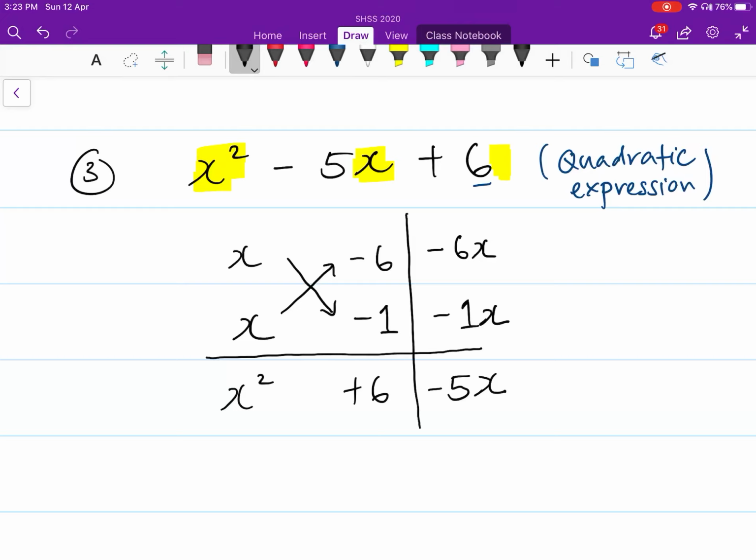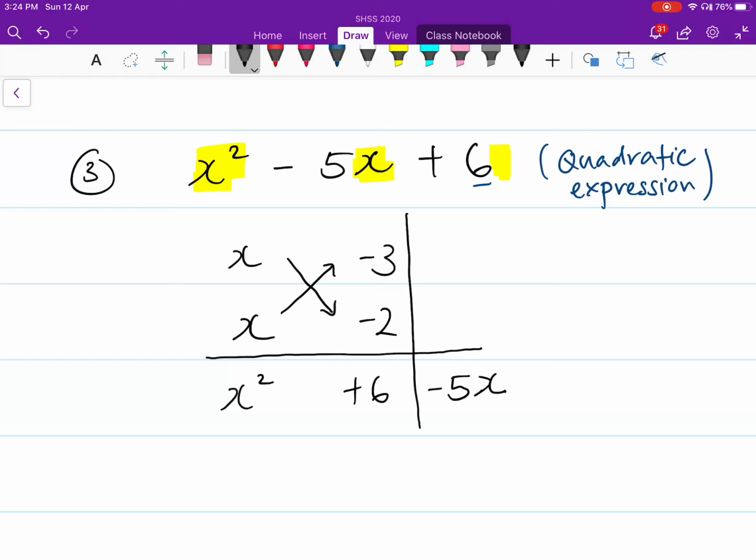Now, it's time for you to check. Negative 6x, negative 1x, does it give you negative 5x? If it doesn't give you negative 5x, then this working is wrong. You have to try again. So all you just need to do is to erase and try again. Now, what else gives you positive 6? If you think about it, negative 3 times negative 2 also give you positive 6.